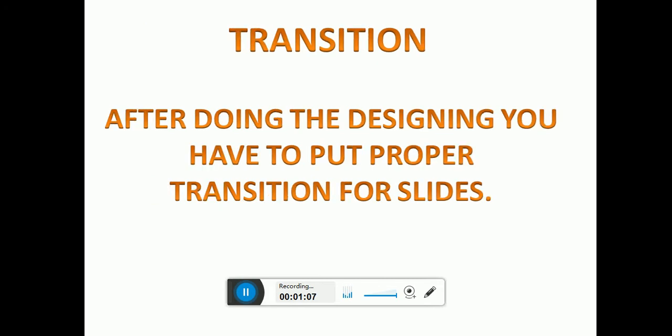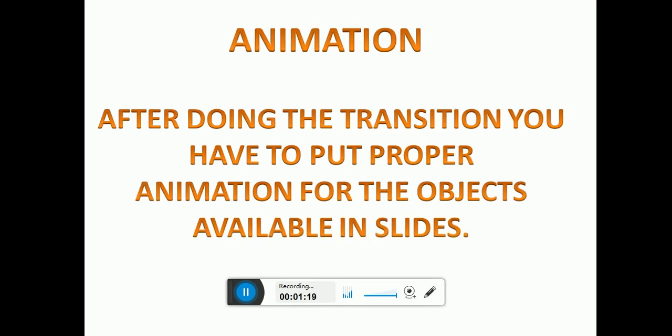Next is transition. After doing the design you have to put proper transition for slides. Transition means one slide will flow after another, so you have to design for that. Next is animation. After doing the transition you have to put proper animation for the objects available in the slides. I'll explain after this how to do the animation.